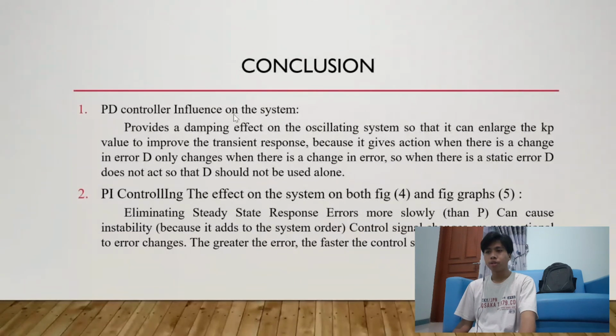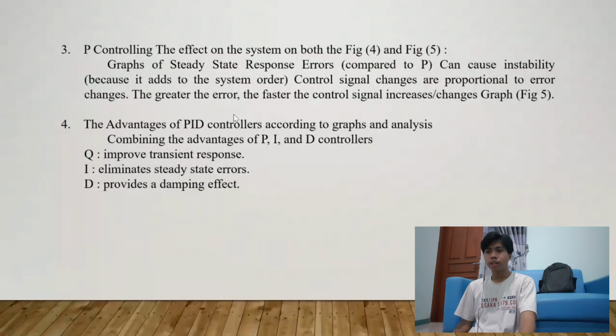In this part is the conclusion. Number 1, PD control influence on the system. Number 2, PI control effect on the system in both Fig 4 and Fig 5. Number 3, PID control effect on the system in both Fig 4 and Fig 5. Number 4 is the advantage of the PID controller according to the graphs and analysis, combining the advantages of PI and D controllers. P improves transient response, I eliminates steady state error, and D provides a damping effect.